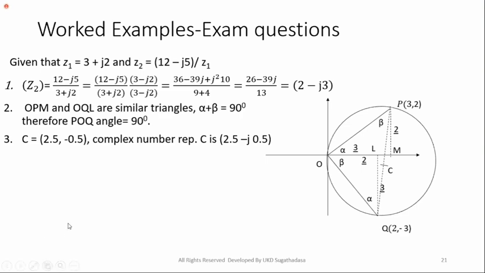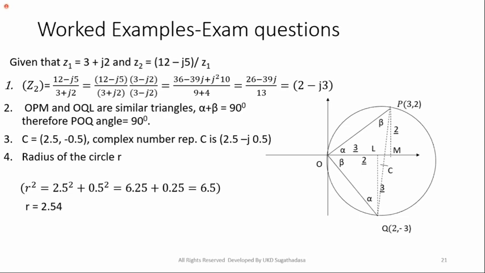If you know the coordinate, what will be the complex number then? 2.5 minus j 0.5. Remember, these are not difficult things, this is the application of knowledge. The radius can be calculated from coordinate geometry, not from complex numbers. If you know two points, the distance can be calculated. We have discussed this formula: x1 minus x2 squared plus y1 minus y2 squared, all under the square root. And you get R equal to 2.52.